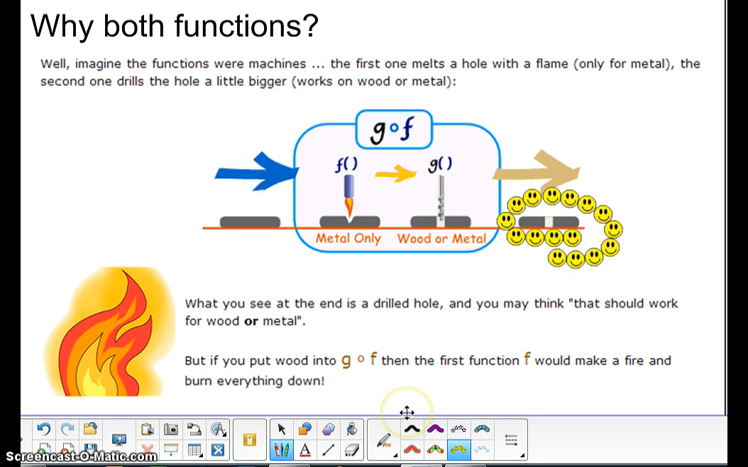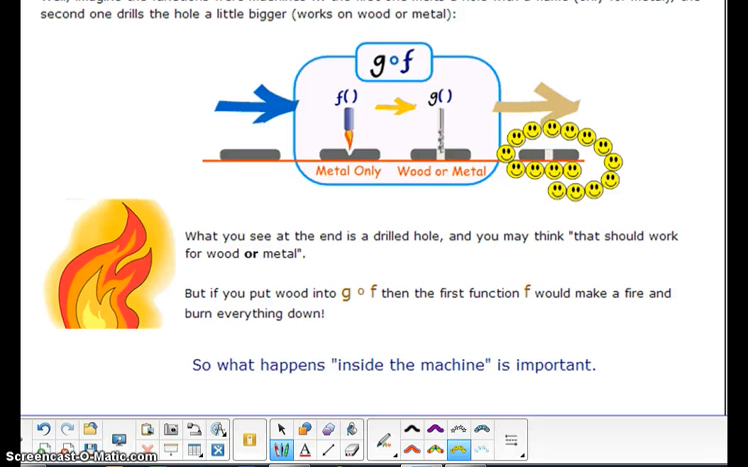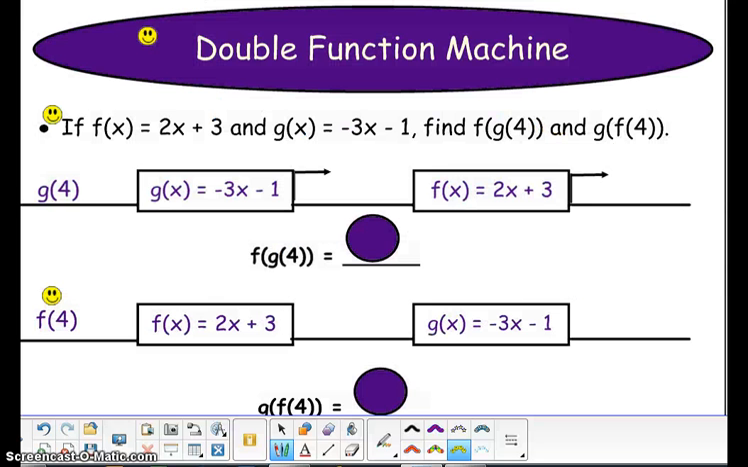What you see at the end is the drilled hole, and you may think that should work for wood or metal, but if you put wood into g of f in the first function, then it would make a fire and burn everything down. So you've got to be very specific on what the order is, and whatever happens inside the machine is very important. Let's go back to composition of functions. Again, think of it as a machine.